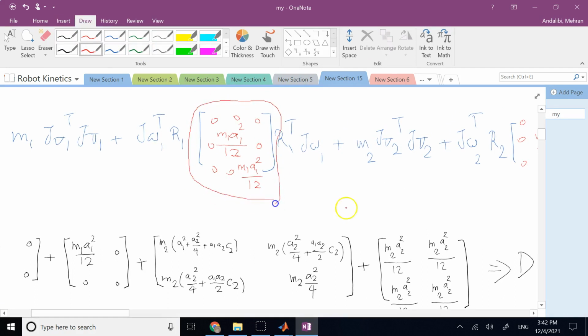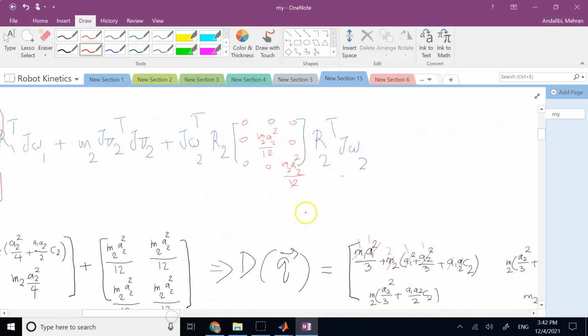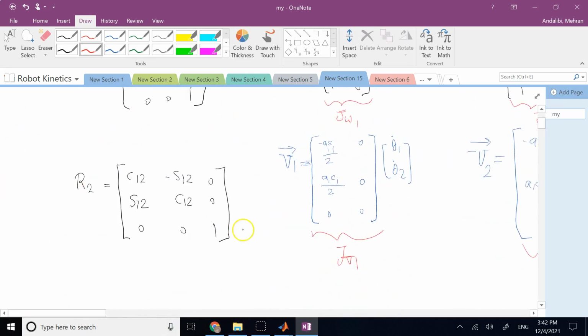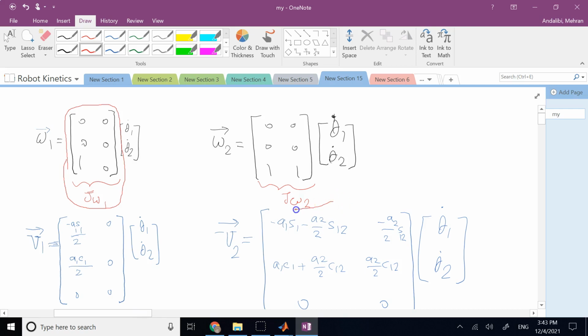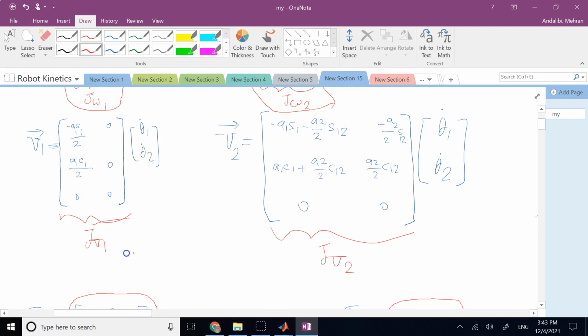This is your I number 1 and I number 2, very similar, except I'm using A2 and M2 instead of A1 and M1. Okay, so I still have the same thing. The rotation matrices are exactly going to be the same, no differences, as well as J omegas and JVs. They are the exact same thing that we found last time, right? And I explained them in my previous video. So these JVs and J omegas I am going to use in my code.